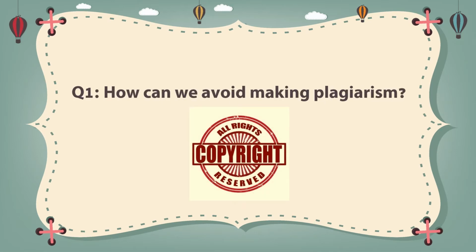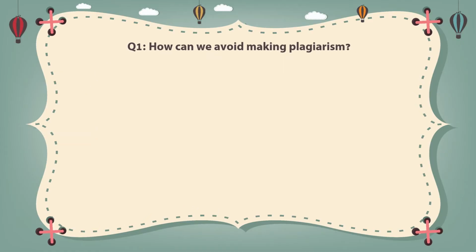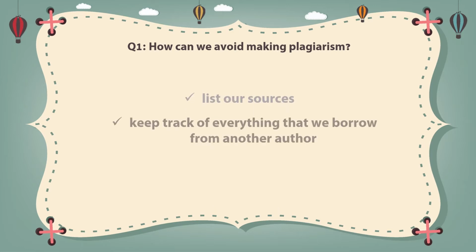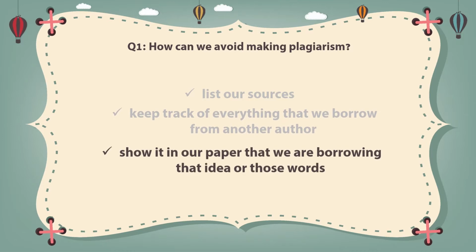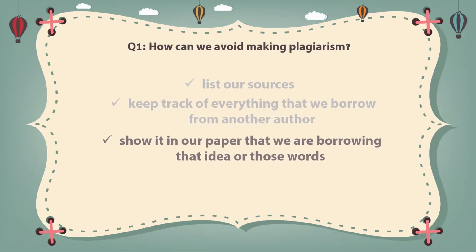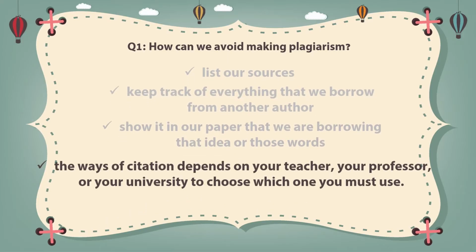Sometimes we do not do that on purpose. Yes, we should always try to list our sources. We must keep track of everything that we borrow from another author, and in the end always show in our paper that we are borrowing that idea or those words. For that, there are a few ways of citation, and it depends on your teacher, your professor or your university to choose which one you must use.